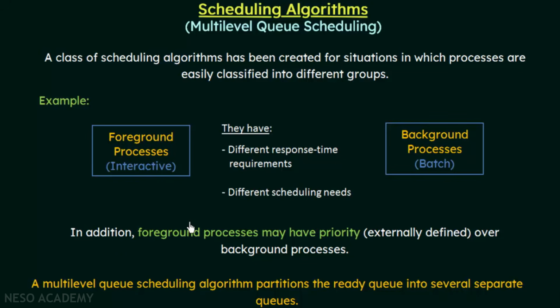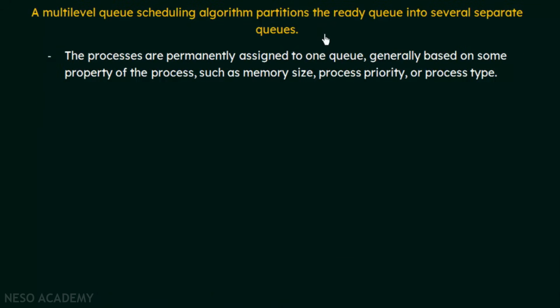But in multi-level queue scheduling, from the name itself, we can understand that there are going to be multiple queues, meant for processes that are classified into different groups. Then scheduling will take place within these queues, and also among these queues. Let us see how that is done. As we have said, multi-level queue scheduling partitions the ready queue into several separate queues, and then the processes are permanently assigned to one queue, generally based on some property of the process such as memory size, process priority, or process type. After partitioning, each process is assigned permanently to one queue.